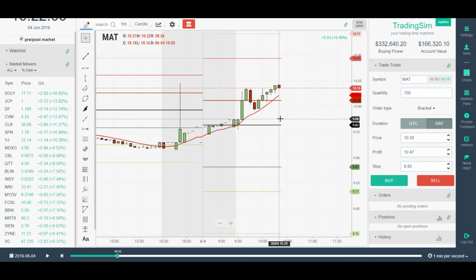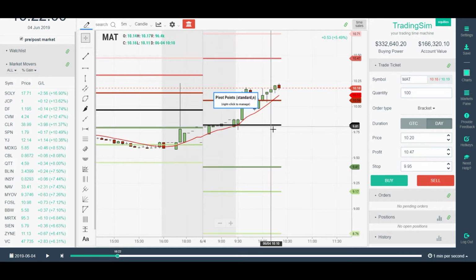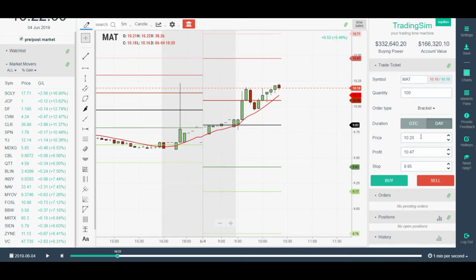So in this setup, we have a clear target of 1047, which is the next pivot point resistance level higher, as mentioned in the article. Our stop is going to be below the most recent swing low of 996. We'll place that at 995. And our entry point will be right at 1019, 1020, which is the high. We've already breached it here, so I'm just going to leave it at 1020 for the entry.